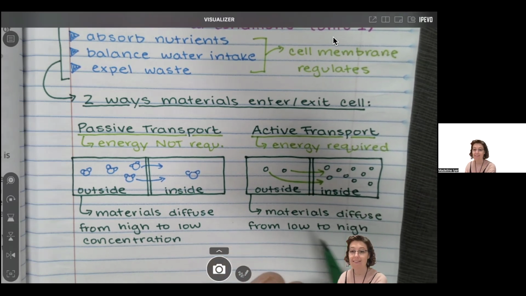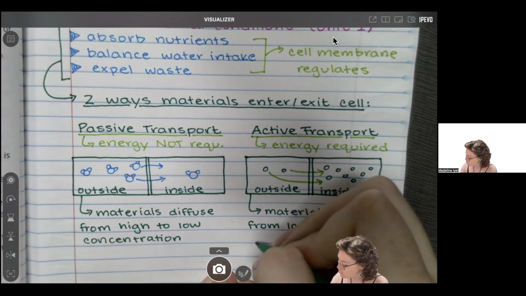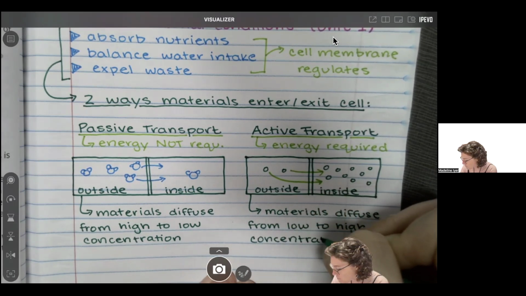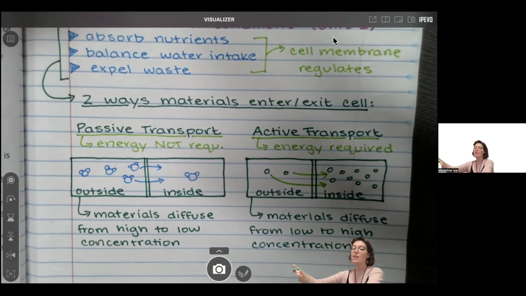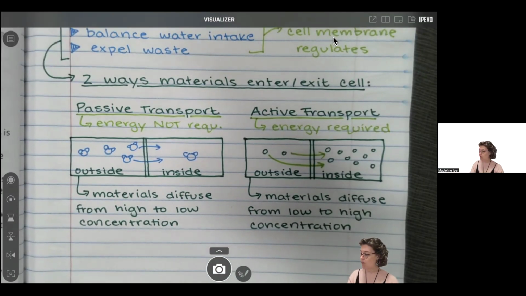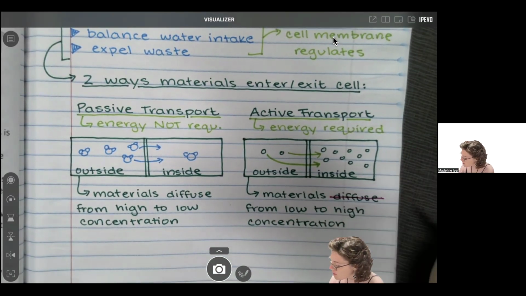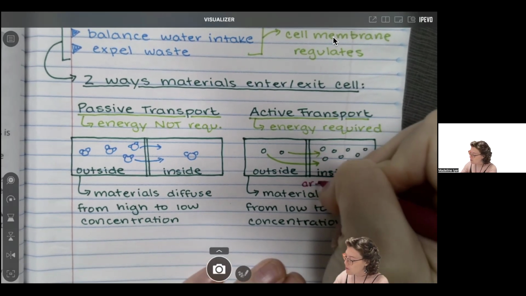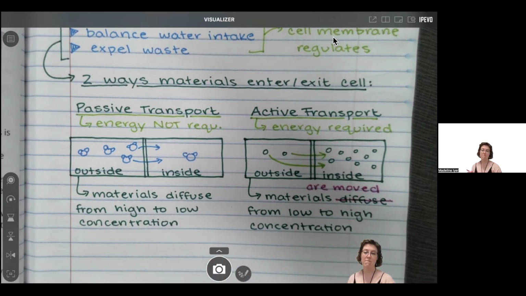And in that case, since it's not the natural flow, let's finish this up. Materials diffuse from low to high concentration. However, the word diffuse is no longer appropriate, because diffuse means that natural flow. I wrote it, now I'm regretting it, and I'm apologizing. I'm not going to white it out, I'm going to cross it out. They're not diffusing. Those materials are moved. It requires energy. They're moving against that concentration gradient, against that natural flow.